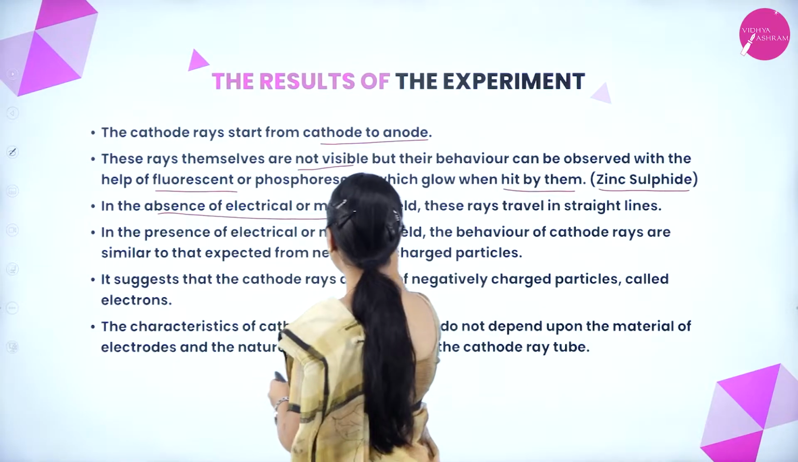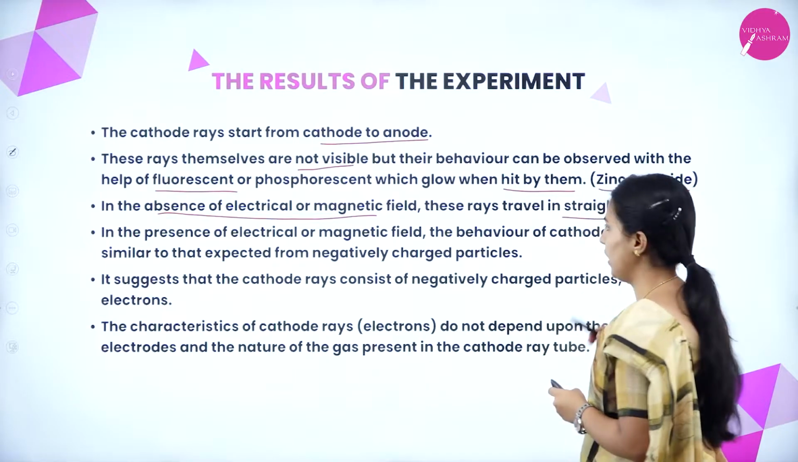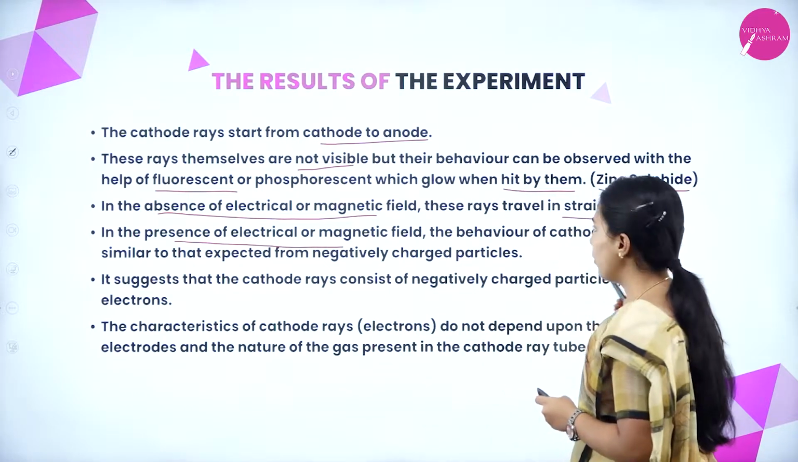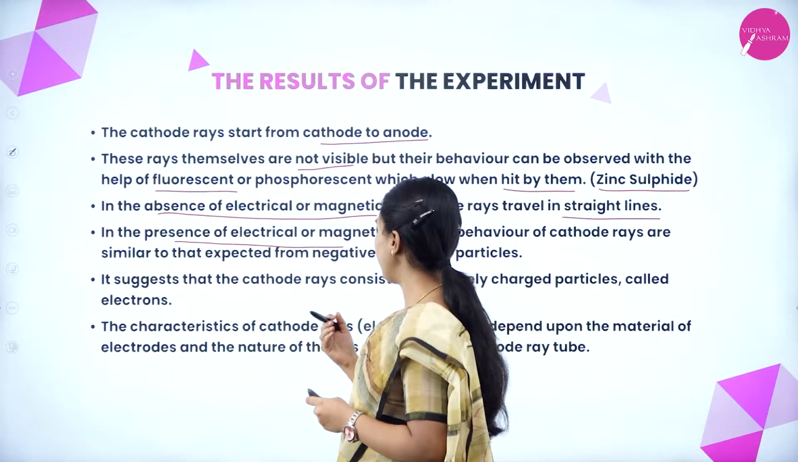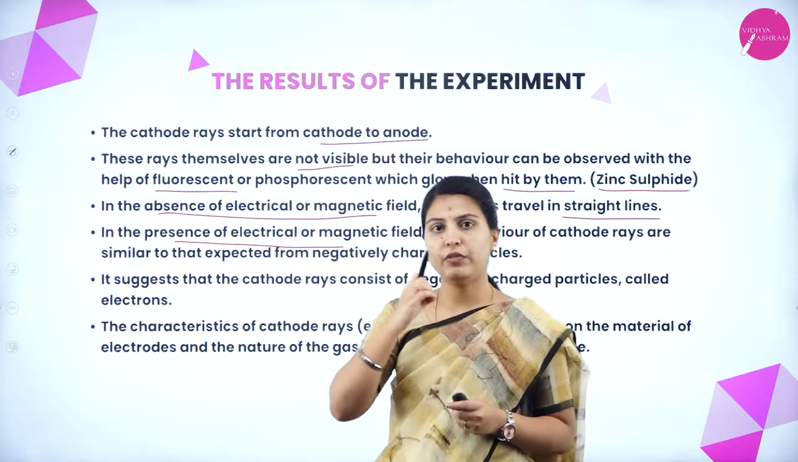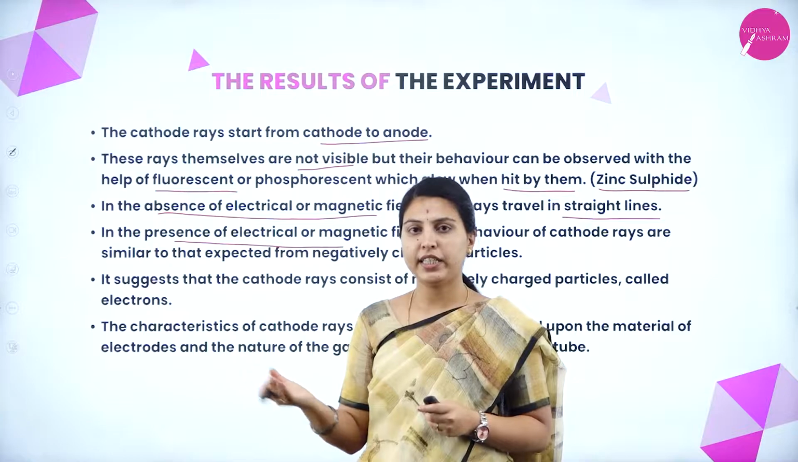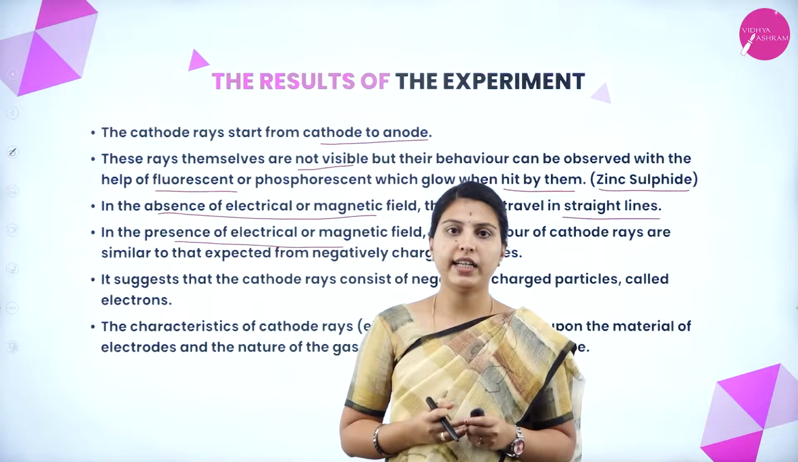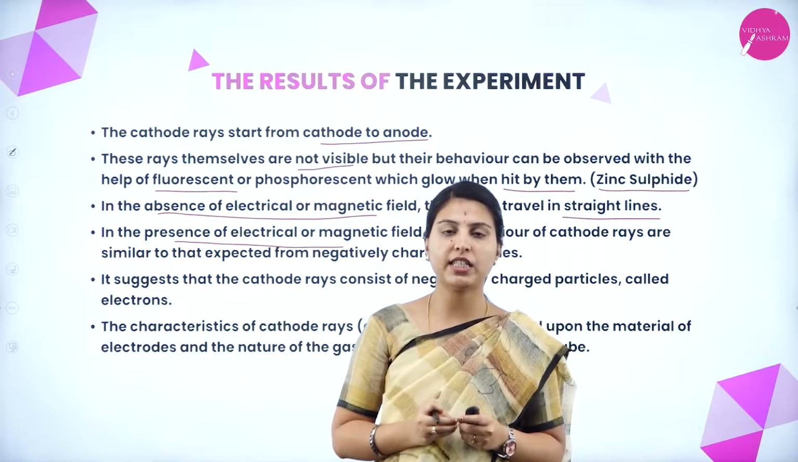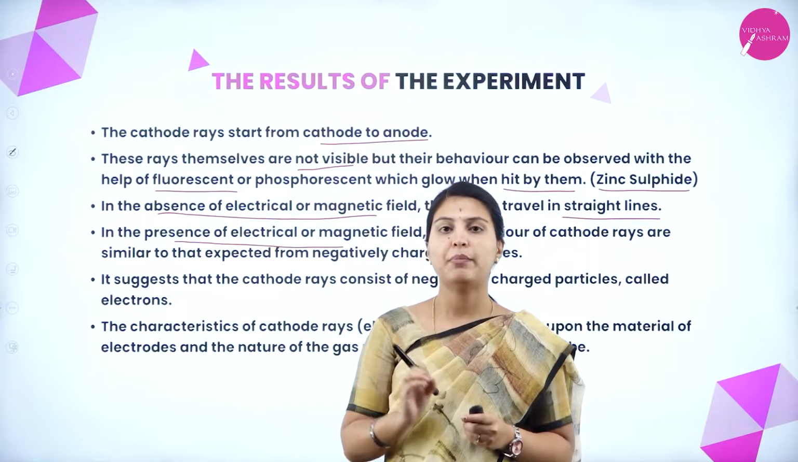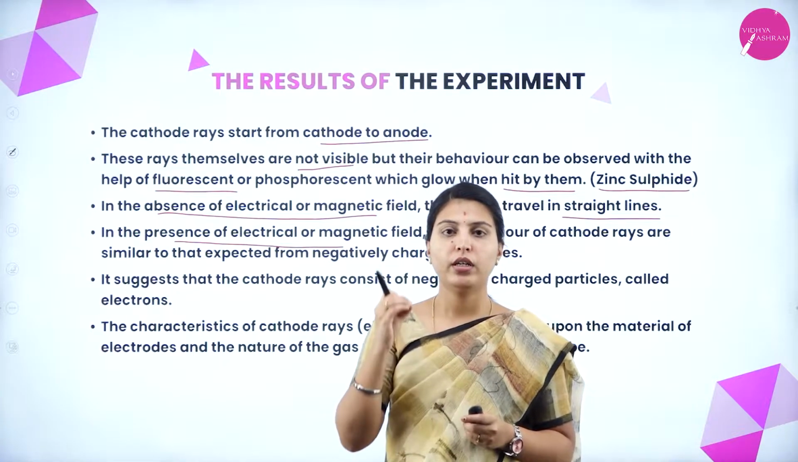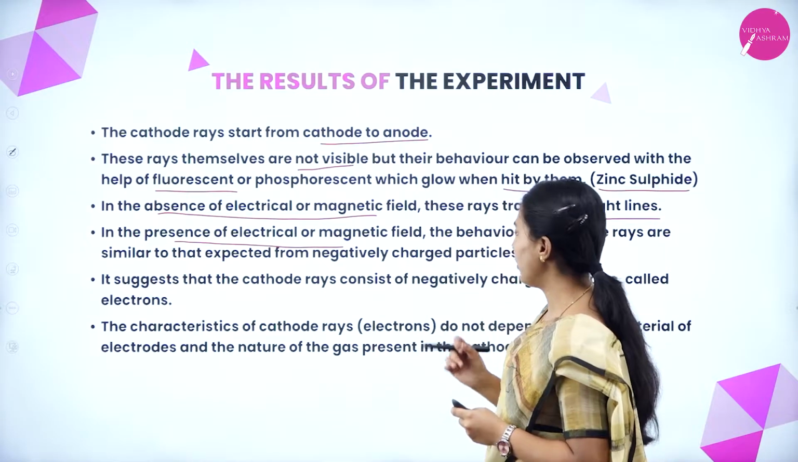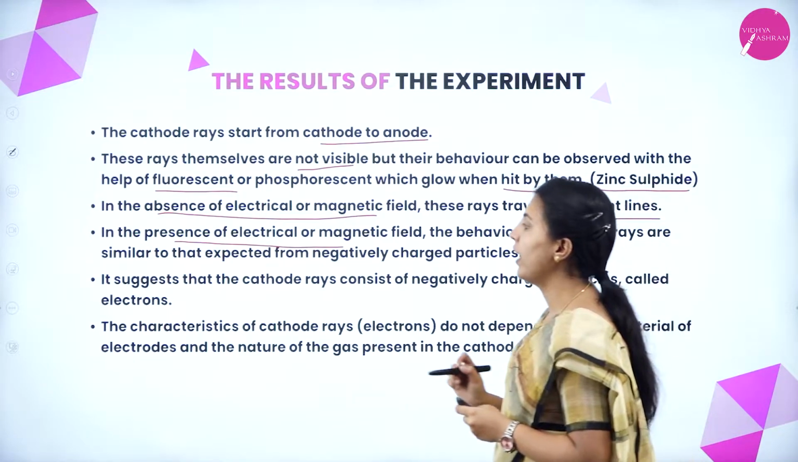In the absence of electrical or magnetic field, these rays travel in a straight line. But in the presence of electrical and magnetic field, the behavior of cathode rays is similar to that expected from a negatively charged particle. Without the application of the magnetic and electrical field, it was moving in a straight line. When they applied the electrical and magnetic field, the negatively charged particles were deflected towards the positive end. By that he showed that cathode rays are negatively charged. It suggests that cathode rays consist of negatively charged particles called electrons.